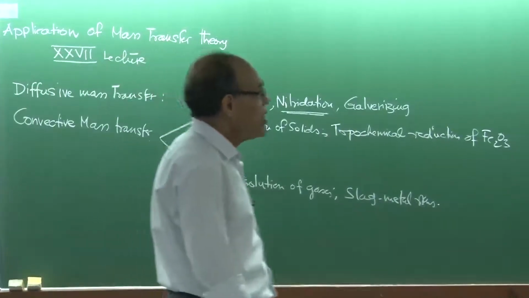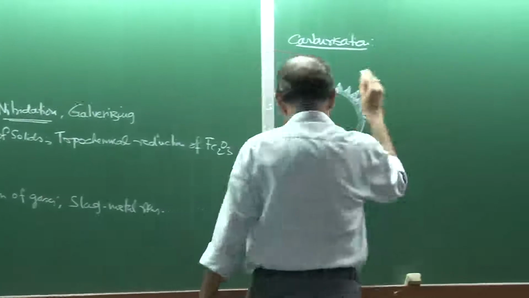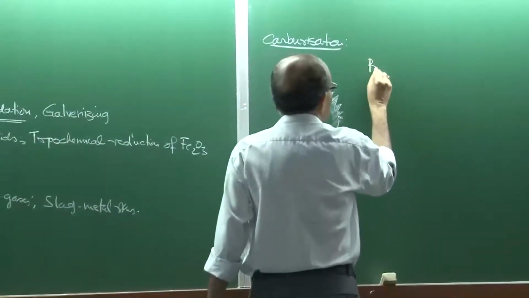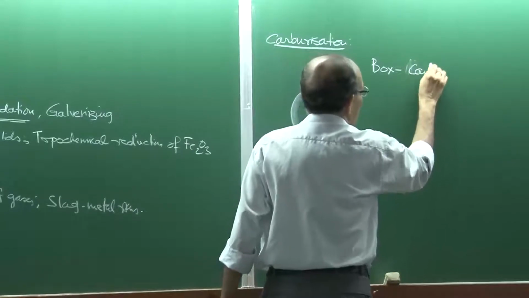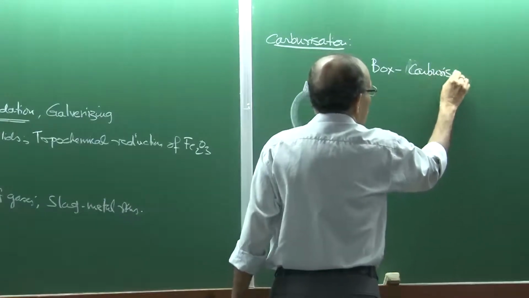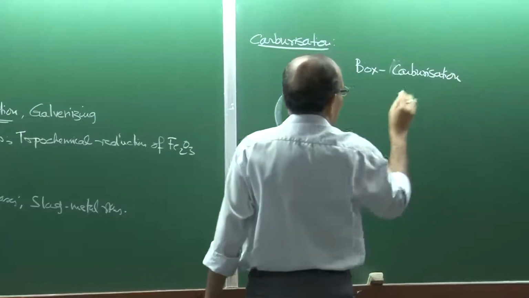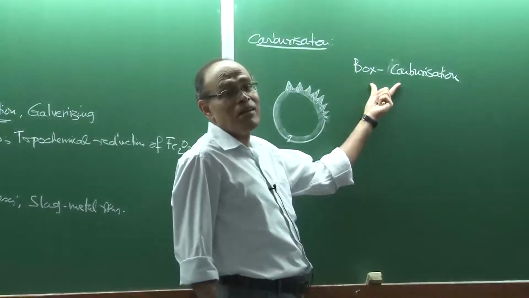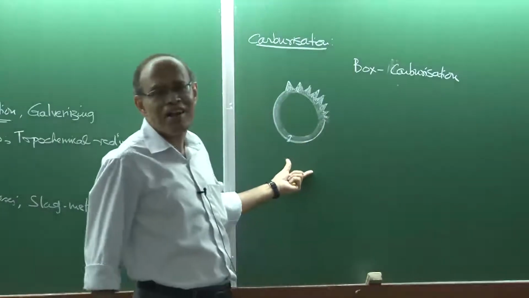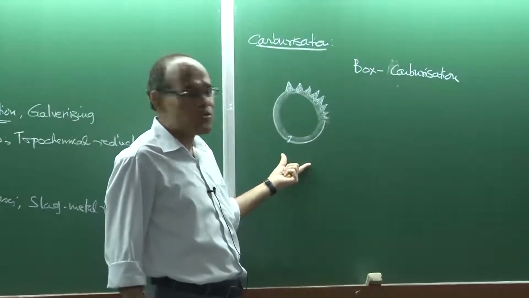Now, basically, carburization has two processes. One we call box carburization. Many times box carburization, and this is basically something some of you may have done in your experiments. This is a standard experiment in the undergraduate third year level physical metallurgy course actually.